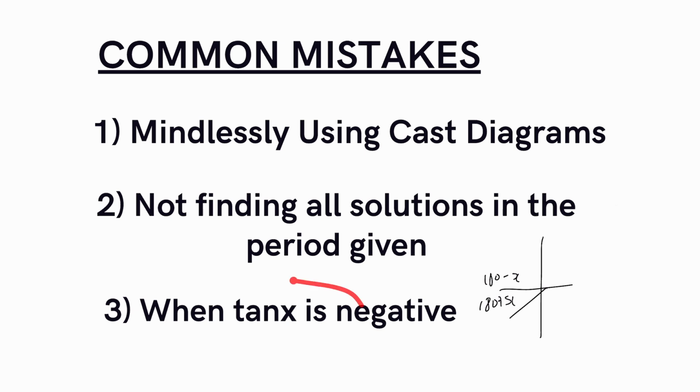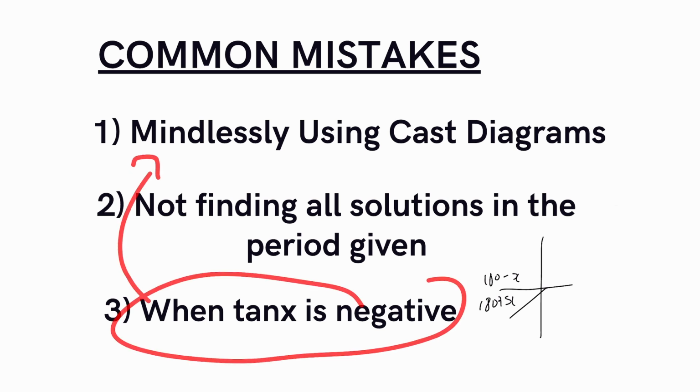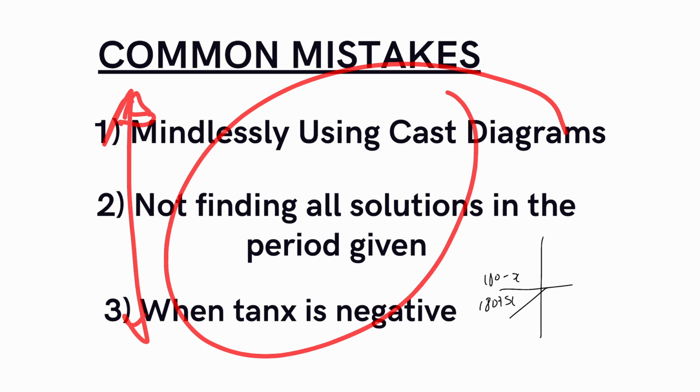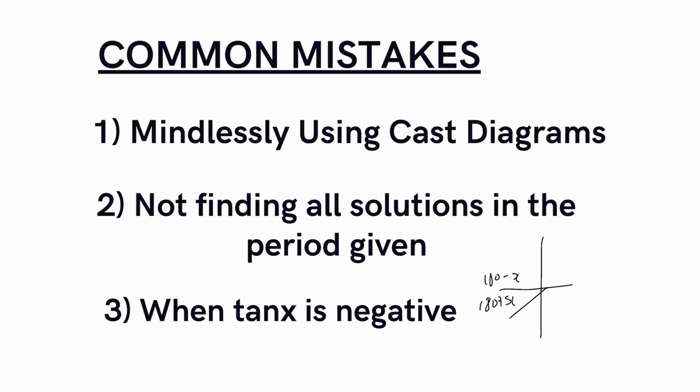Lastly, and this links in with the first one, is when tan x is negative. This is a common one that catches people out, and usually people resort to blindly using the CAST diagram for this. Again, not really applicable, but there's a very simple solution that essentially covers all three of these. So without further ado, let's get into it.